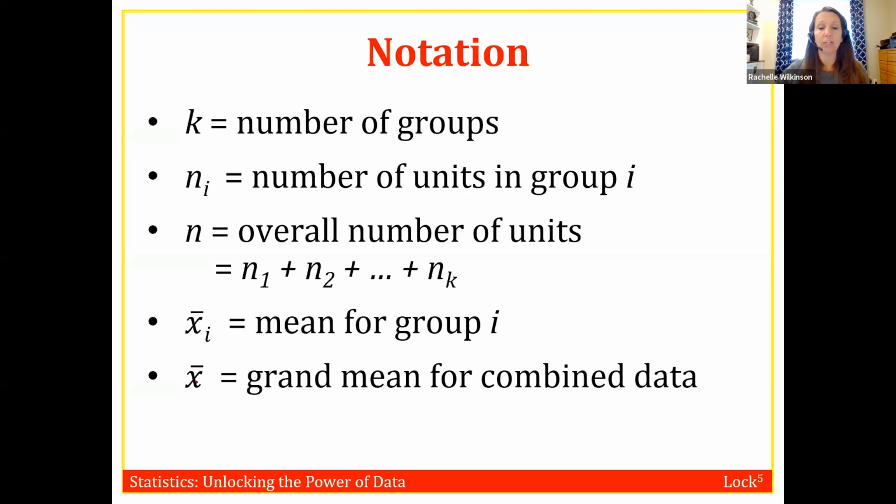And we're going to use similar notation for X bar and S and the other values. Okay, so X bar with a subscript means that it's the sample mean for a particular group. So X bar 1 would be the sample mean for the pied wagtail. And then X bar with no subscript is the mean of all the data combined together.